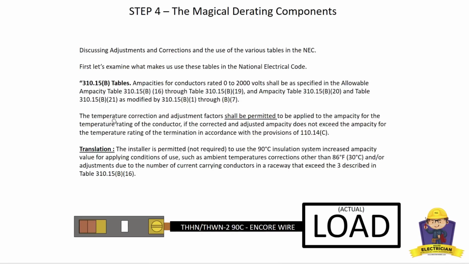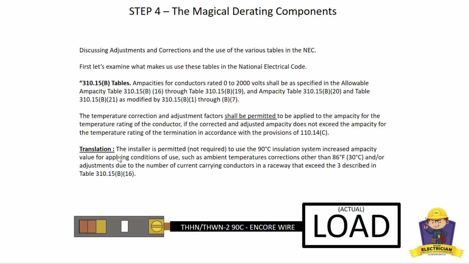It also reminds us here again that the temperature correction and adjustment factors shall be permitted to be applied to the ampacity for the temperature rating of the conductor. So that's where you get this rule to say, look, why can't I use a 90 degree C for my adjustment and corrections? Because the rules in 310.15(B) tell you that I can. Okay? Now, once it's corrected or adjusted, that ampacity of that conductor itself can exceed the ampacity values rated under the terminal limitations in 110.14(C). And of course, we're always going to compare back to those terminal limitations to make sure that we are not going to exceed those ratings, just to make sure everything is good.